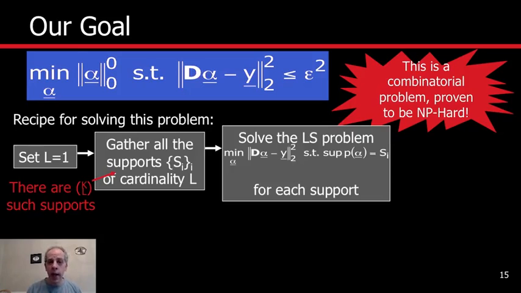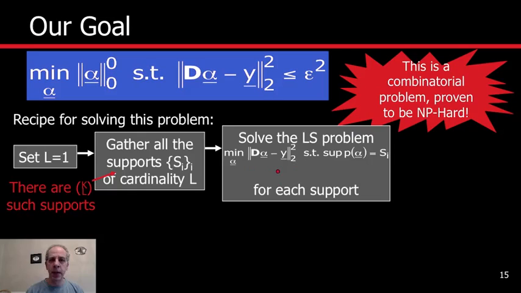Now, with each one of those possible supports, we go and solve the fitting problem. So we say, okay, what happens if I'm only going to use the first atom? All that's left is to pick the scale. How much of that first atom will I use? And then I solve this problem. This is a least squares problem. It's a very simple quadratic problem.